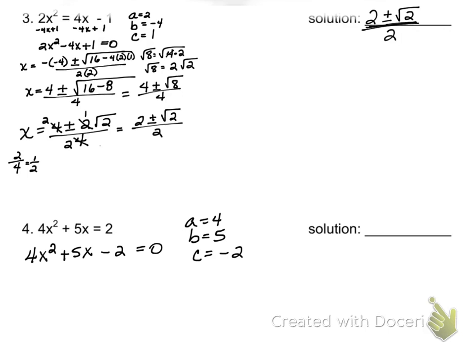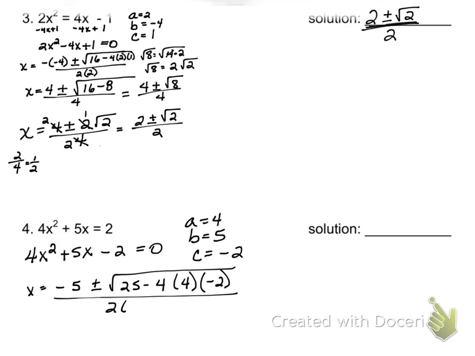So x equals negative B, so that's negative 5, plus or minus the square root of B squared, which is 25, minus 4 times A, which is 4, times C, which is negative 2, all of that over 2A, so 2 times 4. Since I don't have a lot of room, I'm going to continue on here.